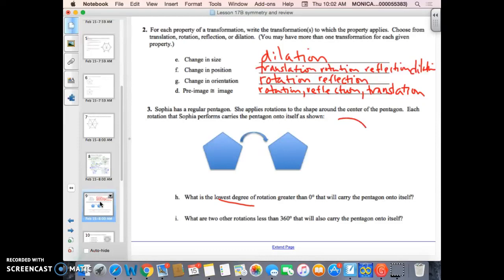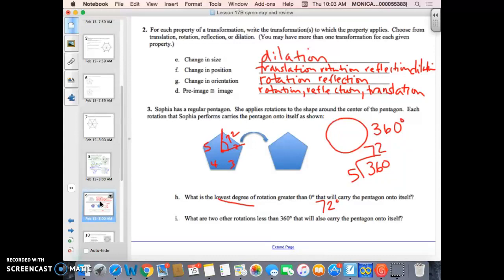Please remember, a rotation is a perfect circle, so it's 360 degrees to do a full rotation, okay? So if you're going to do one rotation, you need to count 1, 2, 3, 4, 5. In this particular case, there are 5 rotations that will carry this pentagon onto itself. So I'm going to take 360 divided by 5, and you get 72. So that means that if I'm going to turn this about itself from here to here, this is a 72-degree rotation.